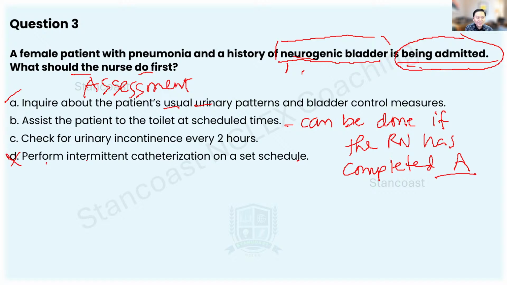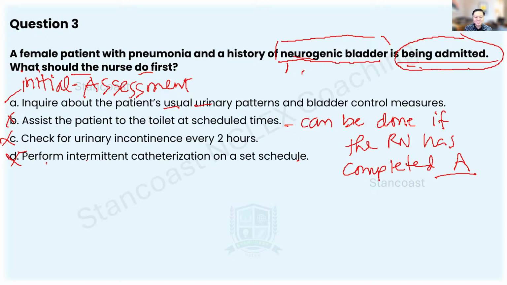What about letter C? Check for urinary incontinence every hour. This is something that would be much more appropriate if we are dealing with skin integrity. But again, this should follow after the initial assessment. Okay? Make sure you do your initial assessment, as we know that patient is a new admission. Again, don't forget the thorough assessment in our patient so you can establish the plan and also implement the interventions.